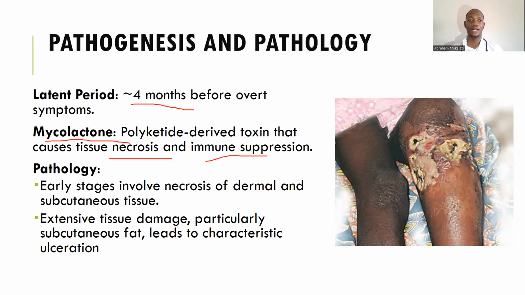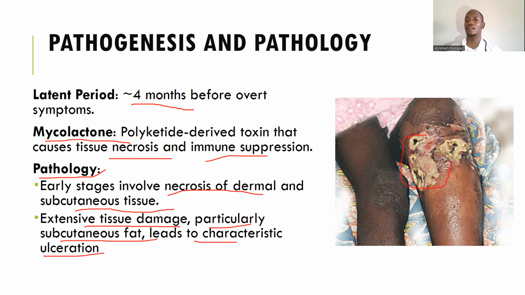So at least for the Buruli ulcer, remember that we have mycolactone as the virulence factor that propagates the ulcer. And in pathology, in the early stages, we'll have a little bit of necrosis of the dermis and the subcutaneous tissue. Then your immune system will wake up. Then it will trigger an inflammatory response that will end up giving you a granulomatous picture. So you have extensive tissue damage, particularly the subcutaneous tissue, and then it will give you that characteristic ulceration.